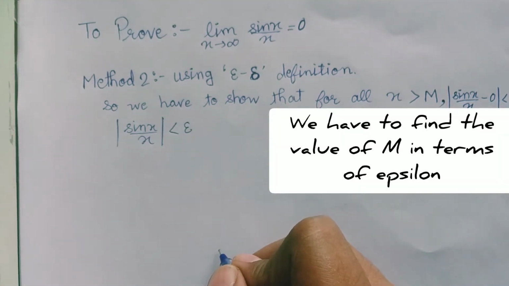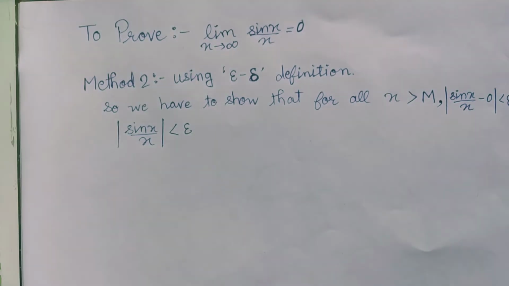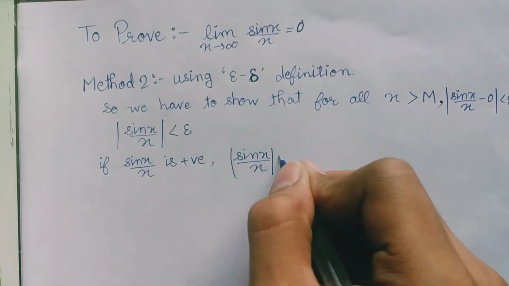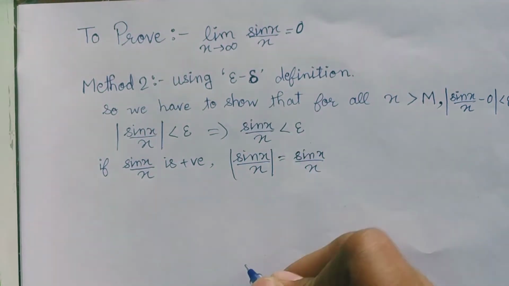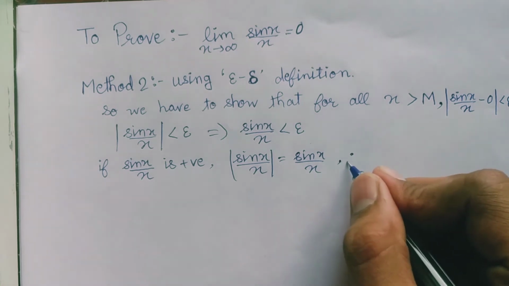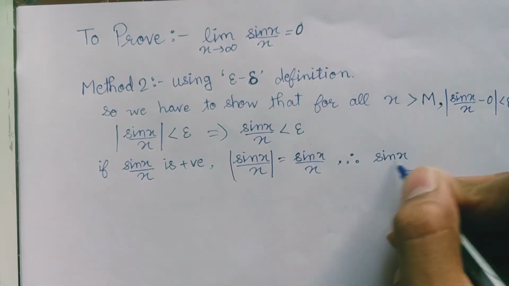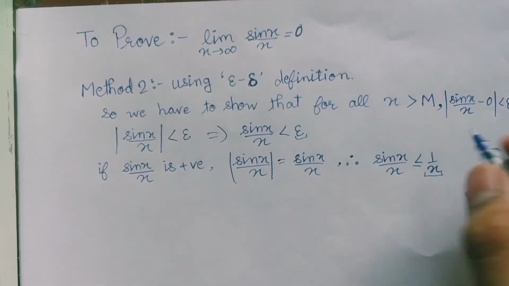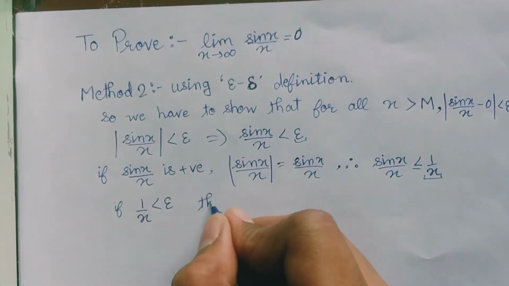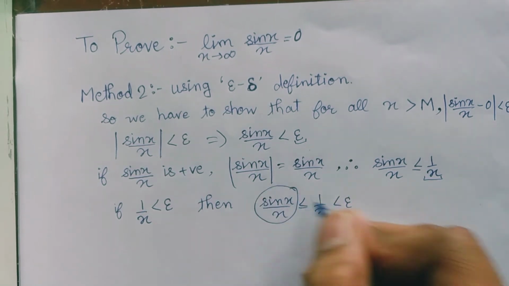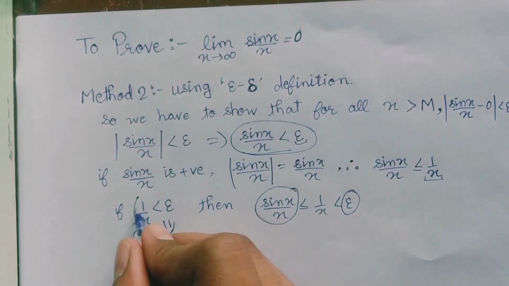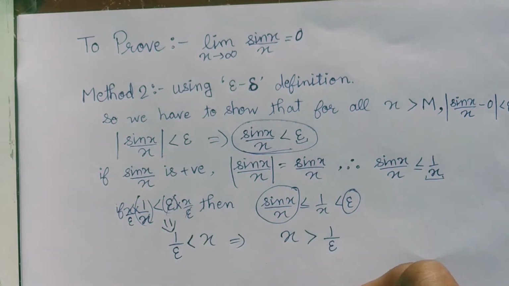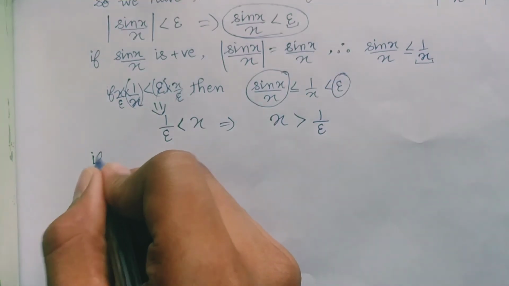Now we will deal with both possibilities: that sin x by x can be positive and can be negative. If sin x by x is positive, we can remove these mod signs. Now, from our previous method, we see that sin x by x is always less than or equal to 1 by x. So, if epsilon is greater than 1 by x, then obviously epsilon will be greater than sin x by x. From this inequality, by multiplying x by epsilon on both sides, we will get x greater than 1 by epsilon.